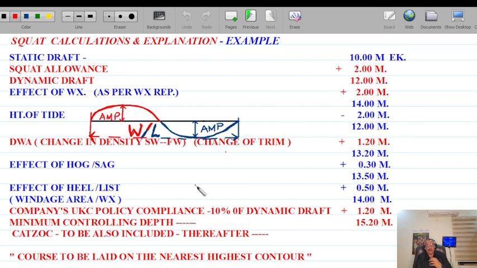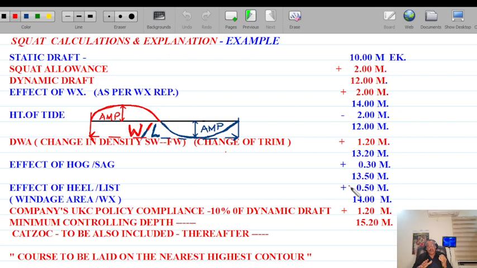Thereafter, the effect of heel or list. Now remember, your heel depends upon your superstructure, your windage area. Let's say you are in ballast and the wind is very strong. So the vessel may heel to one side, or when you're turning, giving a harder helm to port or starboard, there will be a heeling effect if you have the wind broad on.